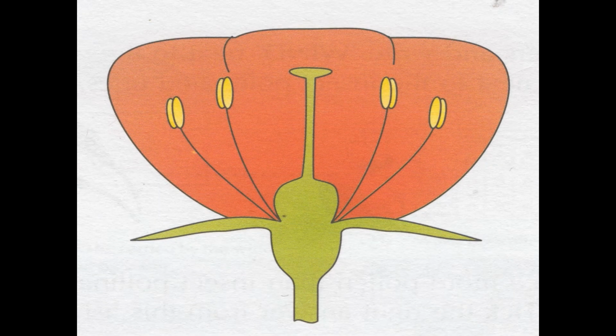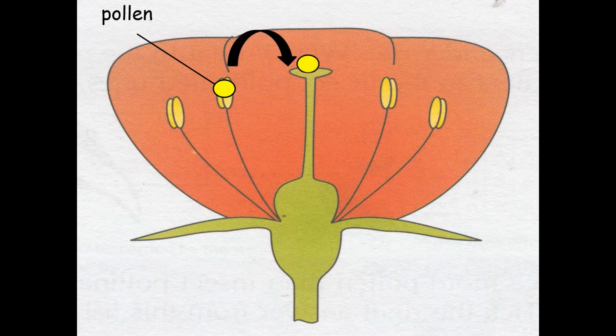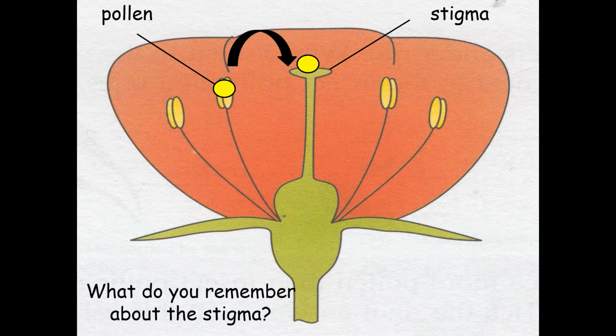So here we have a cross-section of that same flower, and you can see the pollen is on the anther of this flower. That pollen must then move from the anther to the stigma. And what do you remember about the stigma of a flower? That's right, it's sticky.